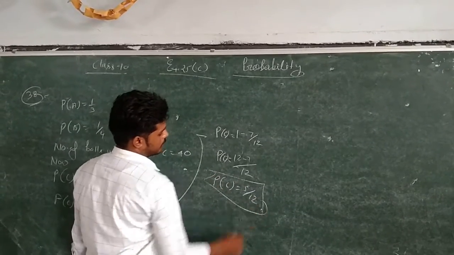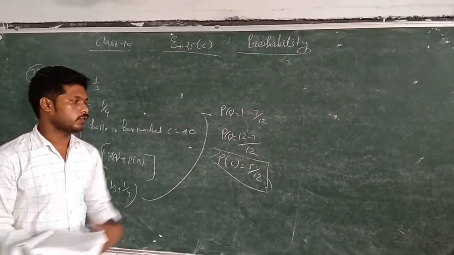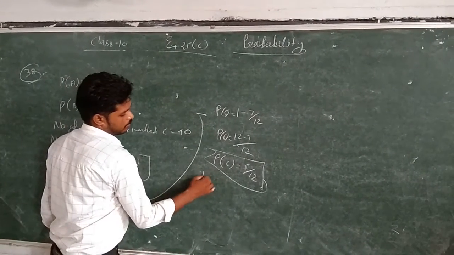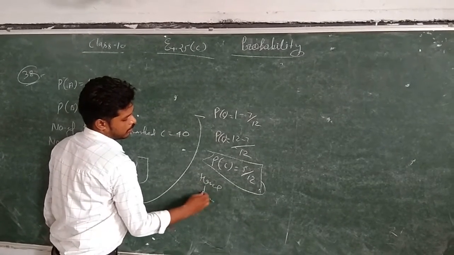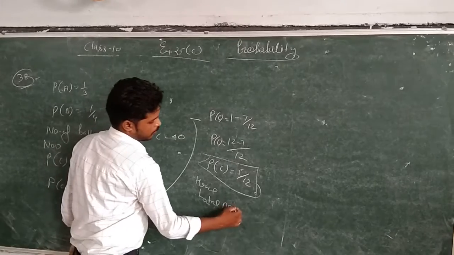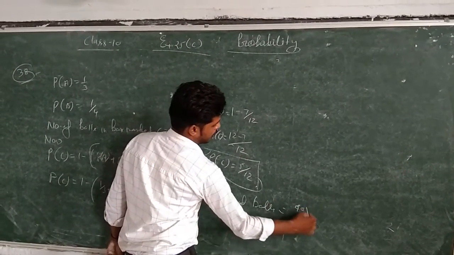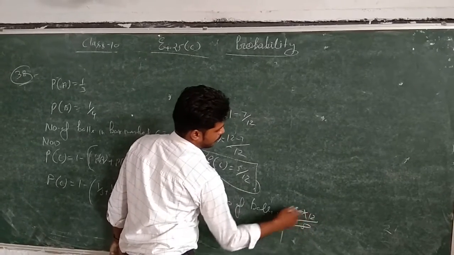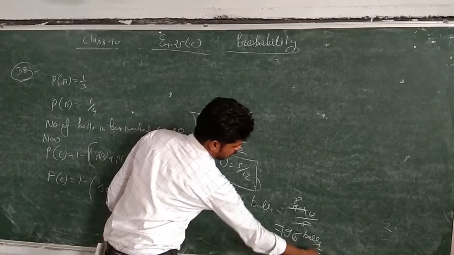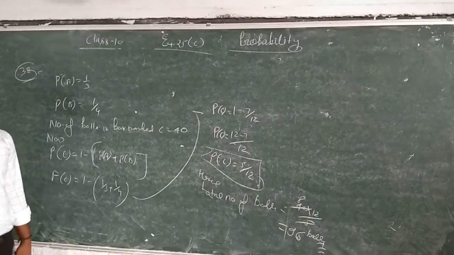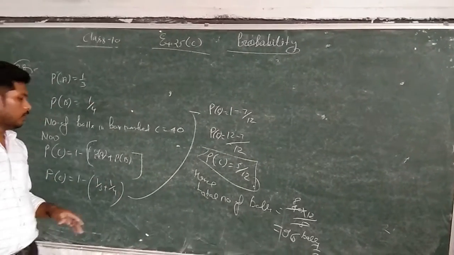Now he is also saying that the number of balls marked C in the box is 40. Hence the total number of balls is equal to 40 multiplied by 12 upon 5, which is equal to 96 balls. With the answer of this question, this exercise is completed. I hope you will understand this.